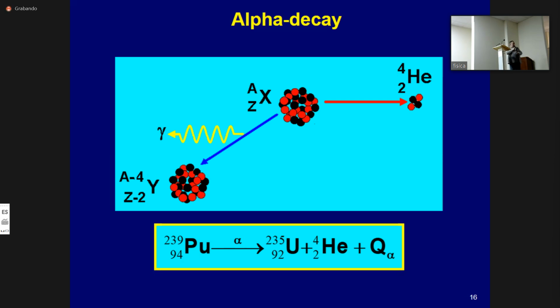Decay can be represented as a reaction. Here is an example, plutonium actually. Another example: plutonium has 239 nucleons, and after alpha decay, we can see uranium-235 plus alpha particle and energy.